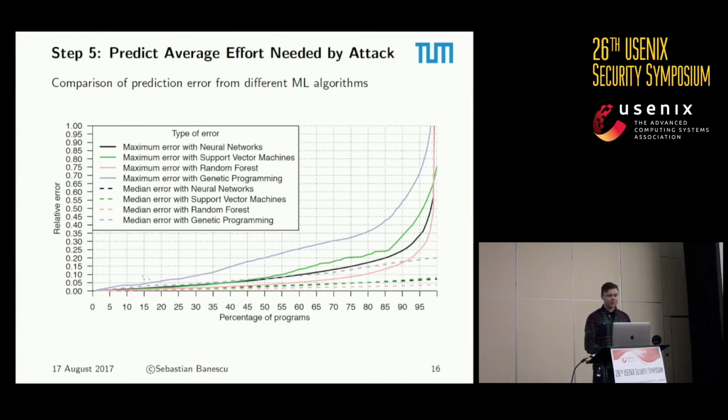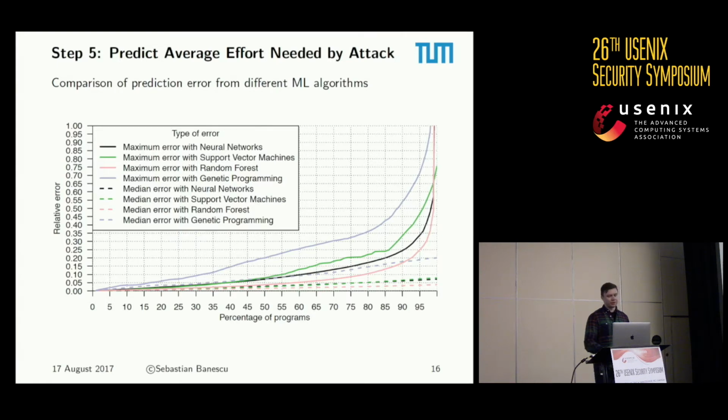So you can see that for 5% of our data set, the prediction error is very low, and it increases as we consider more and more samples from our data set. However, even for 85% of the programs, the maximum error, which is plotted with a solid line, is below 15%, and the median error is below 10% even for the entire data set. So we believe these results to be encouraging.